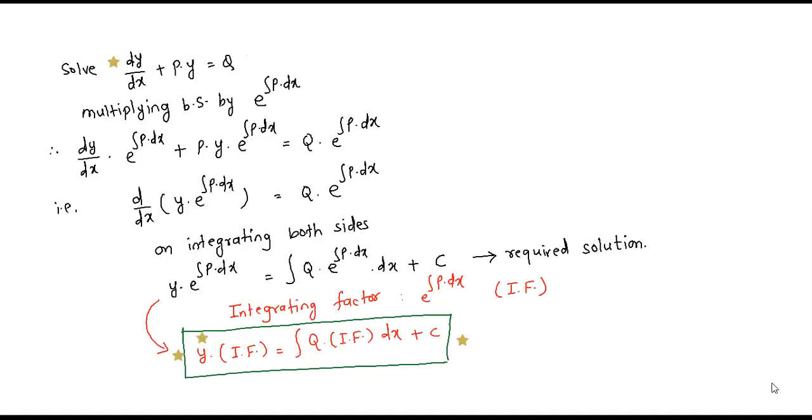Now let us solve one numerical on this. Let us solve one question so that you will come to know how we can find the solution for the Leibniz equation. Now the question says: solve (x plus 1) dy by dx minus y, which is equal to e to the power 3x times (x plus 1) whole square.